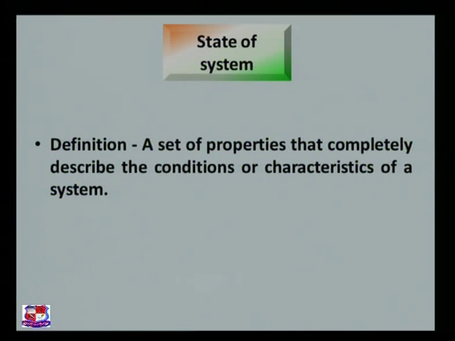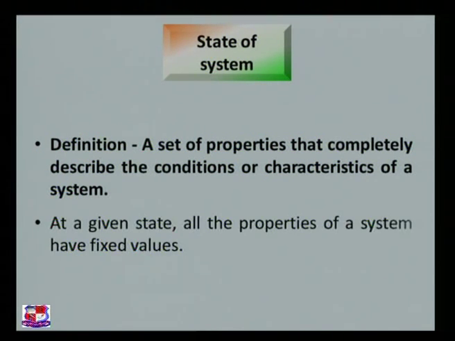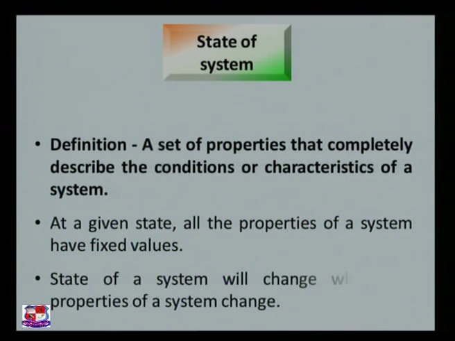A set of properties that completely describe the conditions or characteristics of a system. At a given state, all the properties of a system have fixed values. The state of a system will change when the properties of a system change.